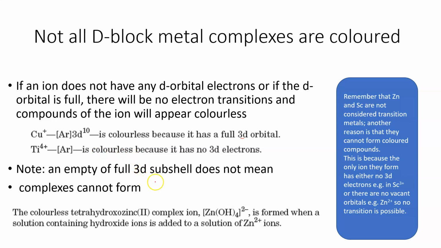An empty or full 3d subshell does not mean that complexes can't form, it just means that they will be colorless. We can see this with the tetrahydroxozincate ion, where we have the hydroxide ions acting as ligands. So this would be a zinc 2+, with the 4 hydroxides giving it a 2- overall. So we see the formation of a complex ion. However, this is colorless because the zinc doesn't have any unpaired d subshell electrons.